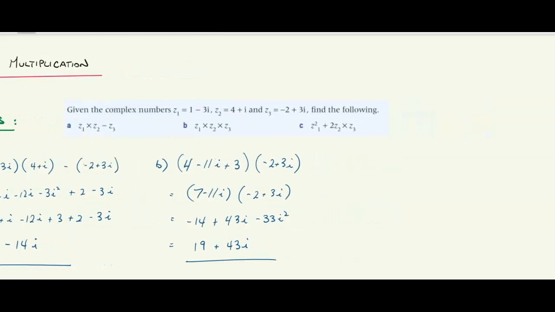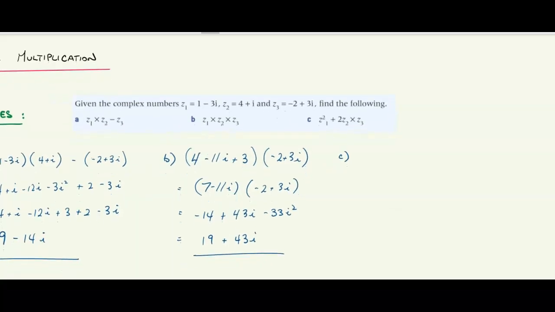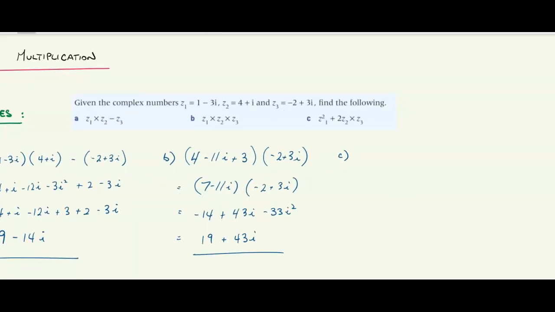Okay, now do the same with C and see if you can get C out by pausing and doing the question yourself. Okay, Z1 we're squaring here. So I'm taking 1 minus 3i and I'm squaring it. I'm adding twice Z2, so twice Z2 will be 8 plus 2i, and that is being multiplied by Z3, which is minus 2 plus 3i.